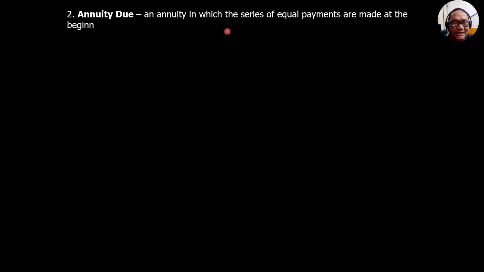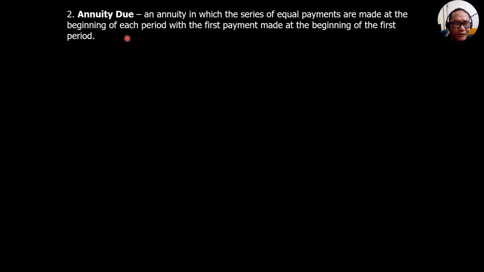So next, we have the second type of annuity. We call this annuity due. So an annuity in which the series of equal payments are made at the beginning of each period, with the first payment made at the beginning of the first period. So it is similar, except that the equal payments are made at the beginning of each period.